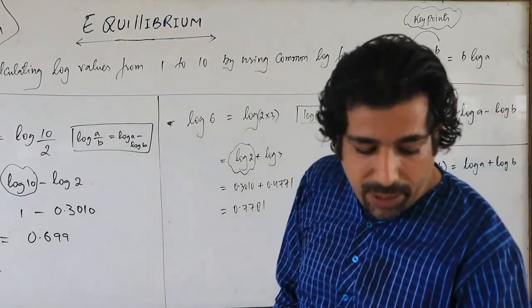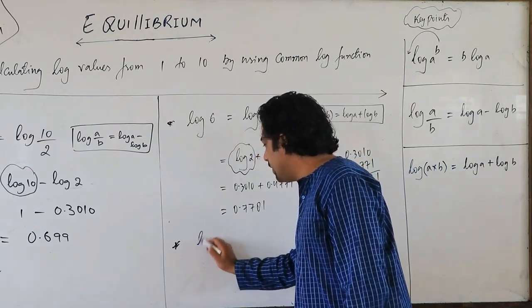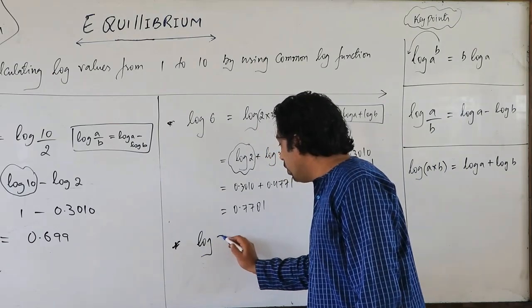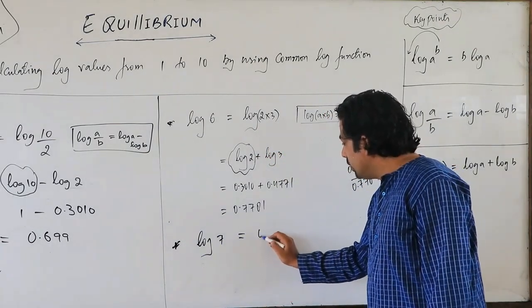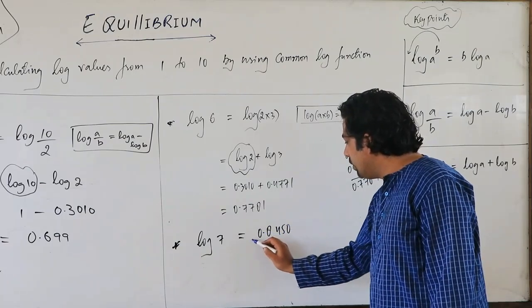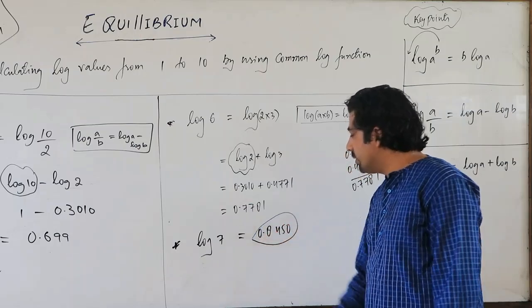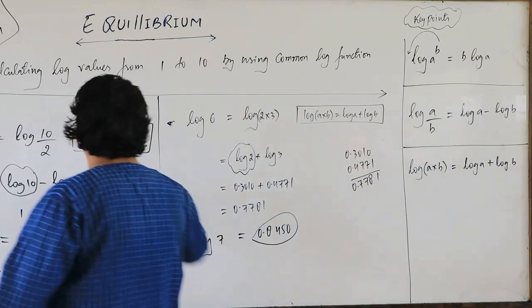Let us go for log 7 now. This log 7 you have to remember, just like log 2 and 3. Log 7 is equal to 0.8450. So 0.8450 is the value of log 7. So let us go for log 8.